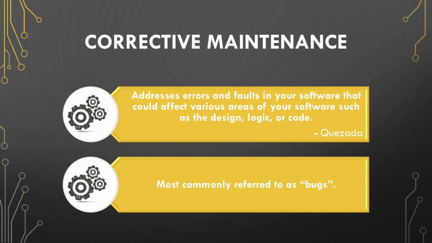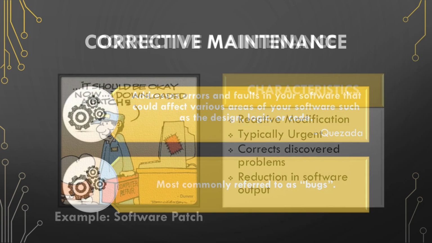Corrective maintenance is most commonly referred to and known as bugs. It is the most common change associated with software maintenance work. Corrective maintenance addresses errors and faults in your software that could affect various areas of your overall software, such as the design, logic, or code. Most commonly, these changes are initiated by bug reports created by end users. It is important to note that sometimes problem reports submitted by users are actually enhancements of the system, not bugs. In most cases, corrective maintenance is unplanned.